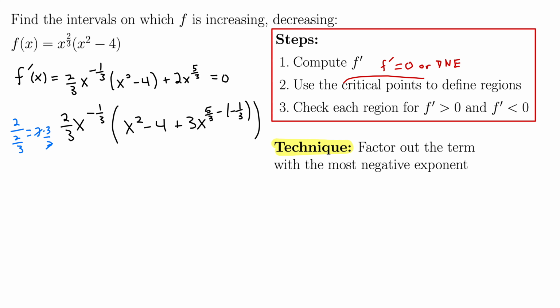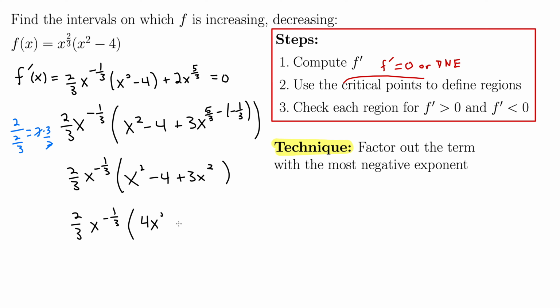Now, before you start having serious doubts about this method, look what happens here. And this will almost always happen. You'll get something really nice right here. 5/3 minus a minus 1/3 is 6/3, which is 2. So check this out. We have 2/3 x to the negative 1/3 times the quantity x squared minus 4 plus 3x squared. And that's starting to look a lot better. We can go even further here. 2/3 x to the negative 1/3. Let's make this 4x squared plus 4, make that minus 4.